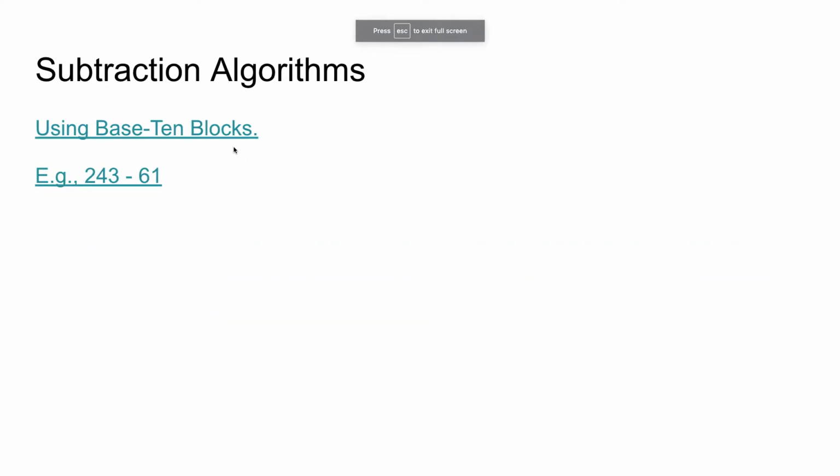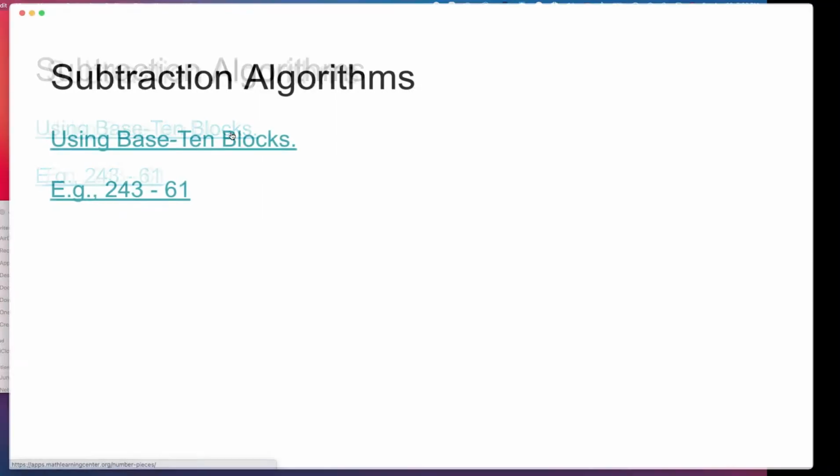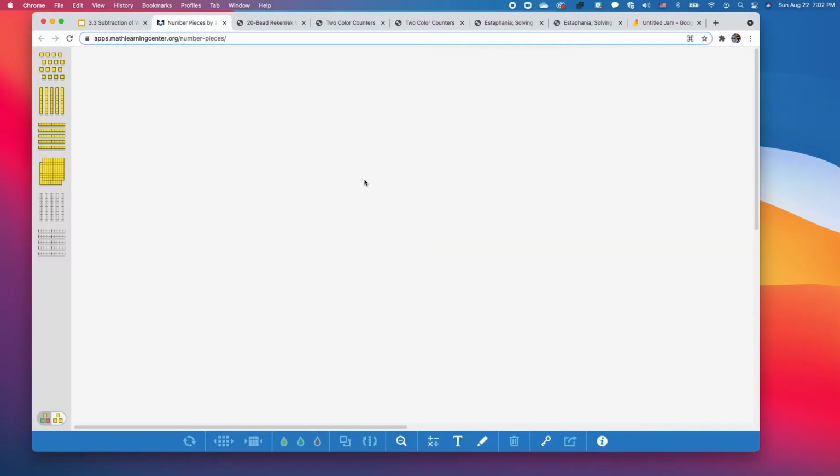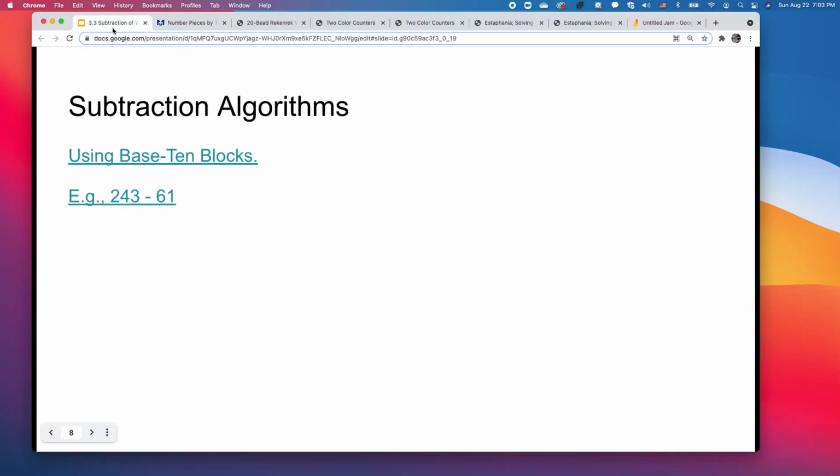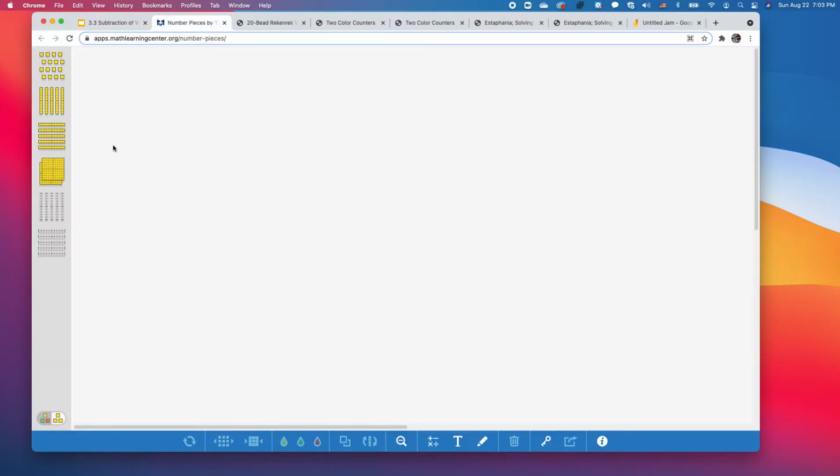Okay. Now, let's try to use base 10 blocks to do the algorithm. So we did a lot of different strategies in using models. Now we can think about the algorithm shortcut. So we're gonna use the base 10 blocks. Here again, I'm gonna show you the base 10 blocks virtually. But this time I used a different website. This is apps, so I encourage you to try both of them out. Okay, and we're gonna do 243 minus 61.